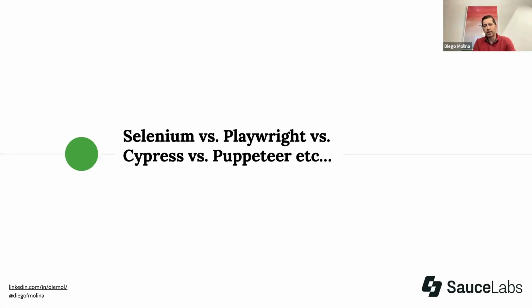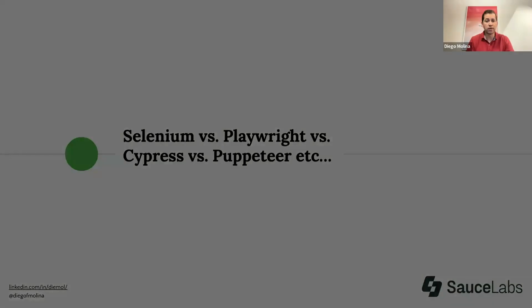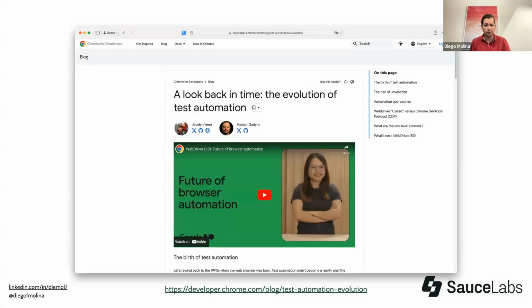So one of the things that are a bit annoying in the automation ecosystem is that people tend to compare Selenium versus Playwright versus Cypress versus Puppeteer and so on. That's annoying because you are comparing apples and oranges. Selenium is not a testing framework. Playwright is a full-fledged testing framework. So you cannot compare them because they don't have the same set of capabilities and features. And for that, it's good to understand all the context we have regarding browser automation.